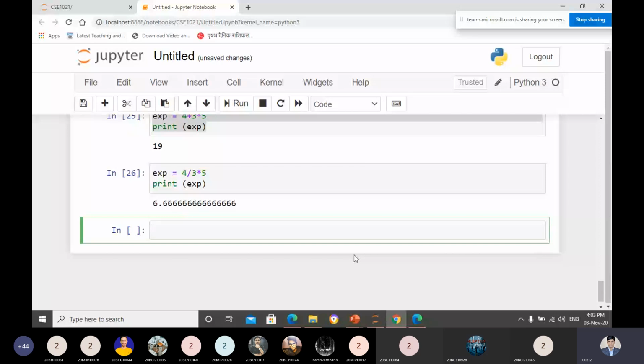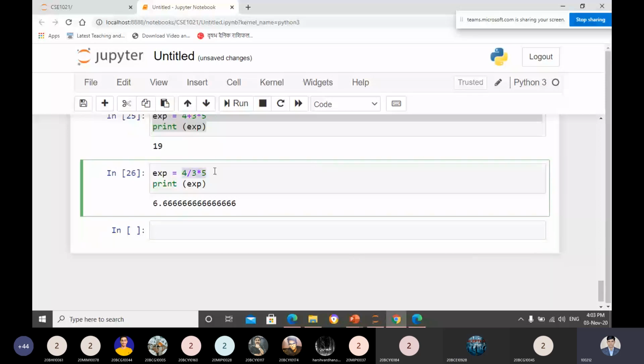Since what happened, this is the point you need to keep in mind. Suppose in this expression we have the same level of operator, having the same priority. Because division and multiplication have the same priority, the expression will be evaluated from the right side. Okay, this is the important point, and that is known as associativity.